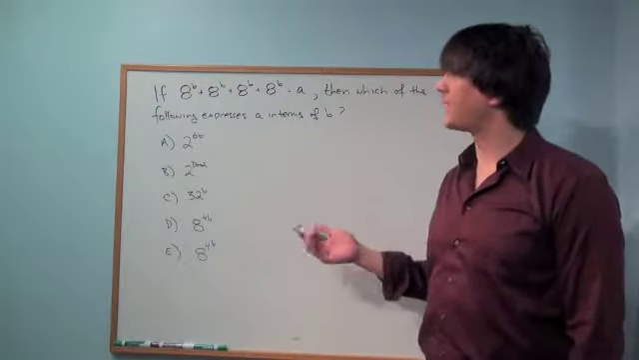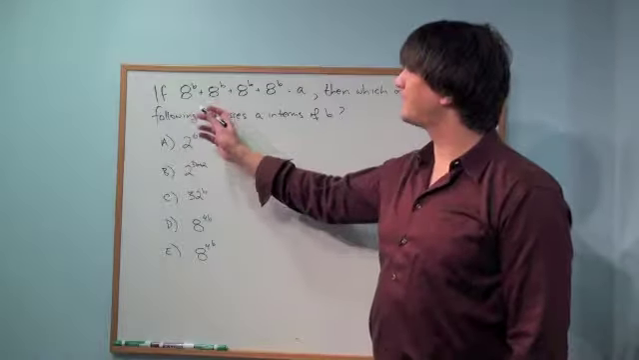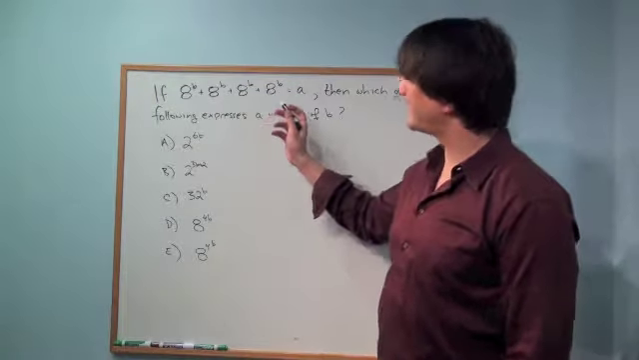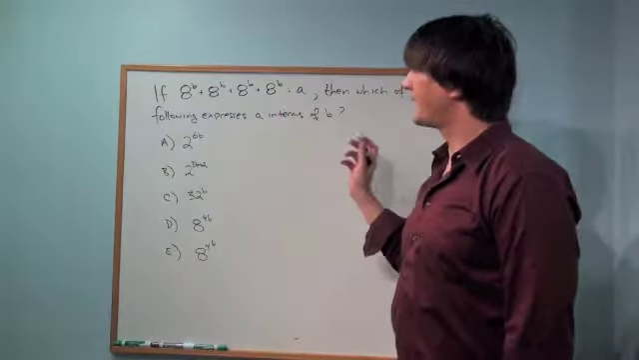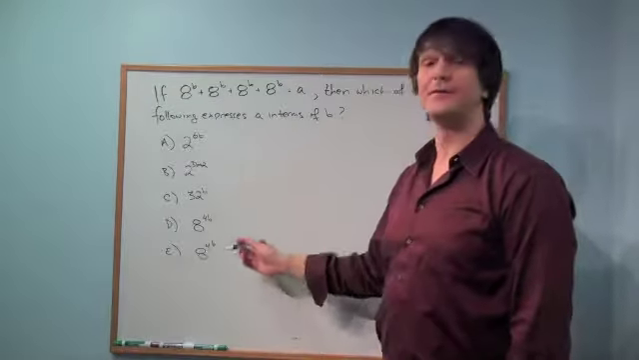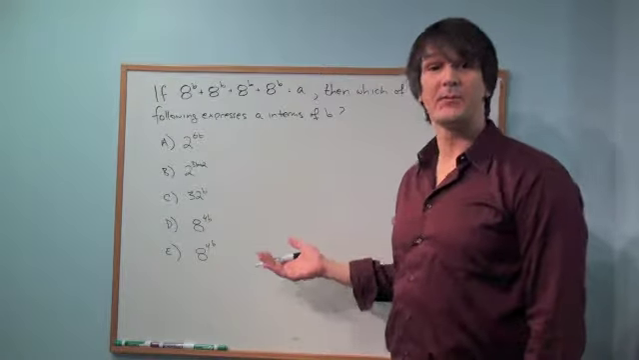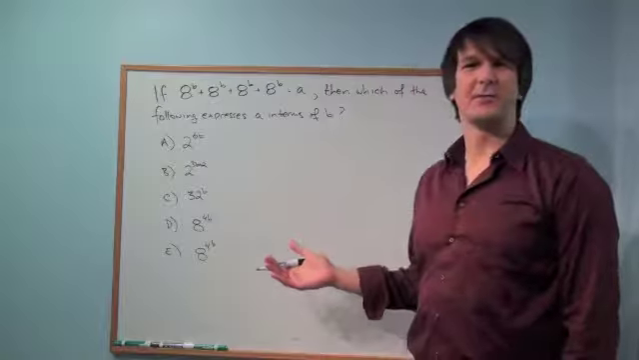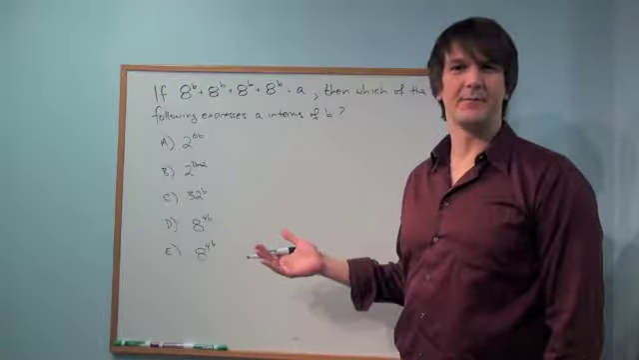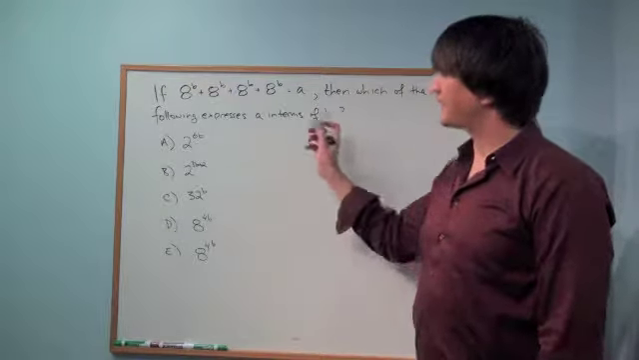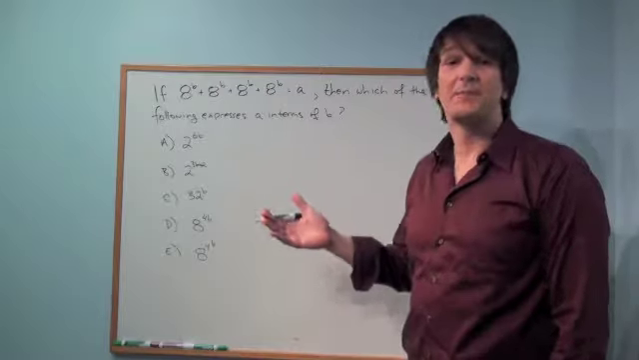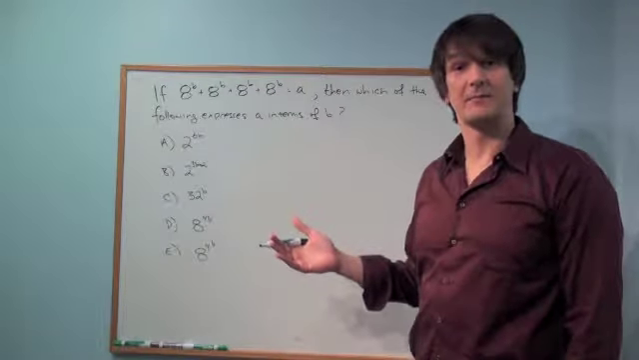So let's look at this problem. It says if a to the b plus a to the b plus a to the b plus a to the b equals a, then which of the following answer choices expresses a in terms of b? Expresses a in terms of b. That's confusing language right from the get-go. But to understand how these variables are related, let's just pick some numbers and do some arithmetic.